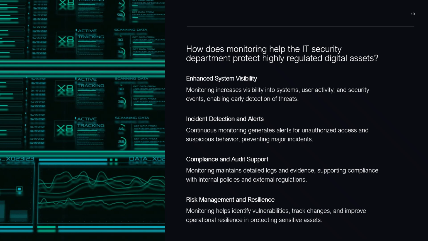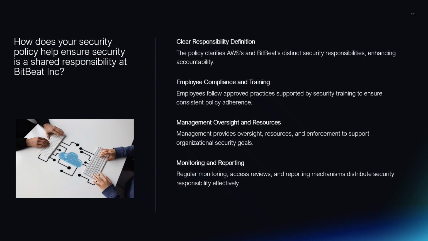So moving forward to the 11th slide, which has the question, how does your security policy help ensure security is a shared responsibility at BitBit, Inc.? The policy supports the AWS shared responsibility model. AWS is responsible for securing the underlying cloud infrastructure, while BitBit is responsible for identity management, access control, encryption, monitoring, and employee training. By clearly defining responsibilities, BitBit can improve accountability and create a stronger security culture throughout the organization.